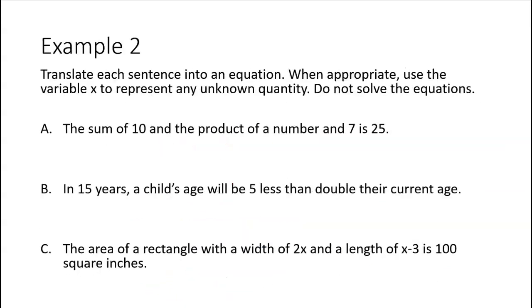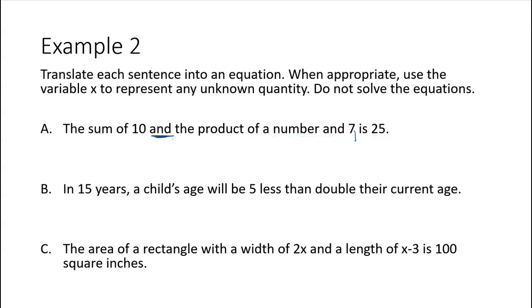And there we go. So now we're going to translate each sentence into equations. When appropriate, we're going to use the variable x to represent any unknown quantity, and we're not going to solve them. So here we're talking about the sum of 10 and. So we're talking about sum, that's plus, of 10 and. The sum of 10 and the product of a number and 7 is 25.